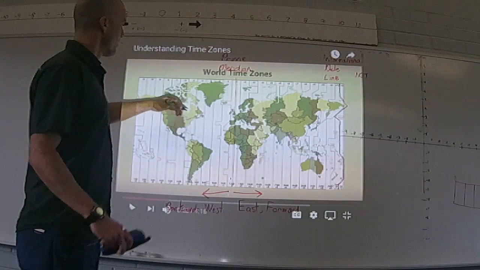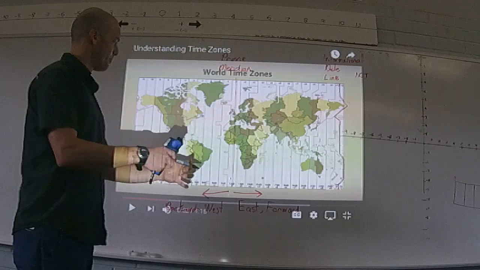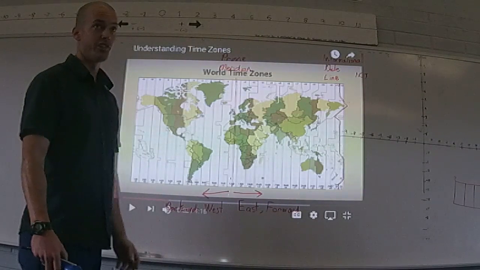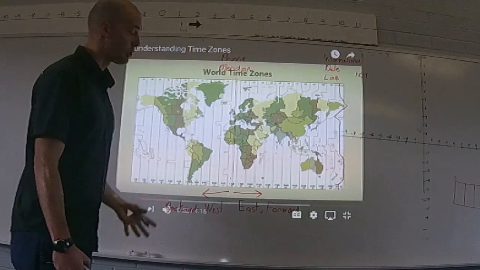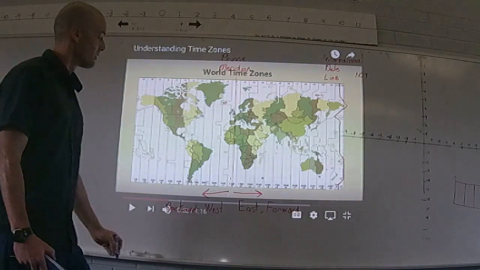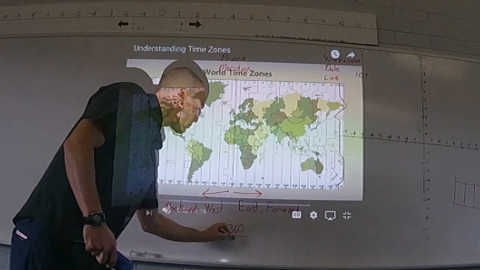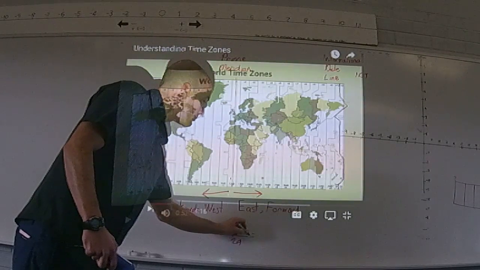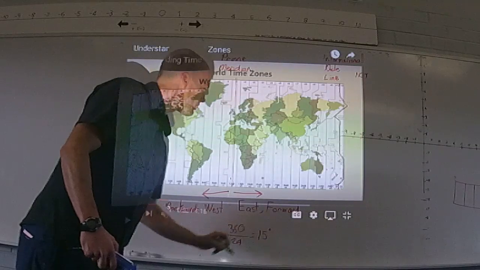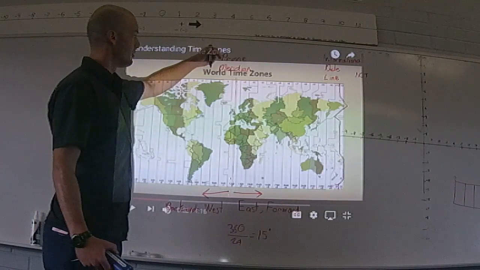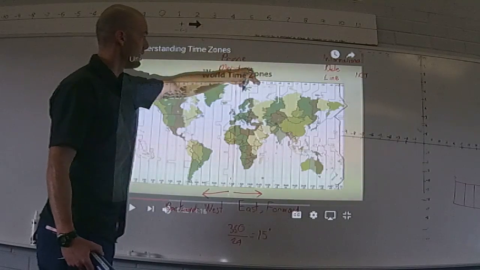Now, in a circle, because the globe, looking down at it, is a circle, has 360 degrees. Now, the world's broken up into 24 different time zones. So 360 degrees divided by 24 equals 15 degrees. So each 15 degrees of longitude is a new time zone.